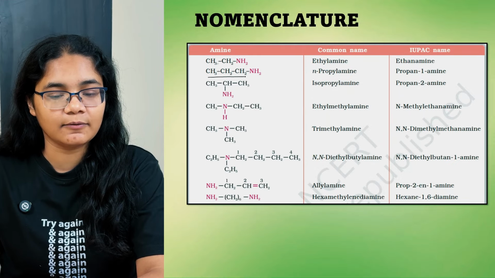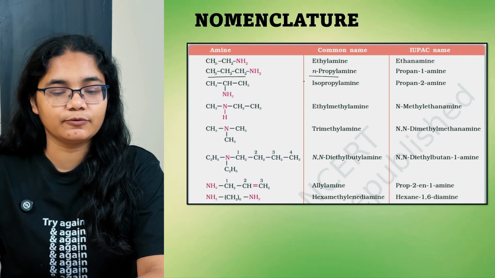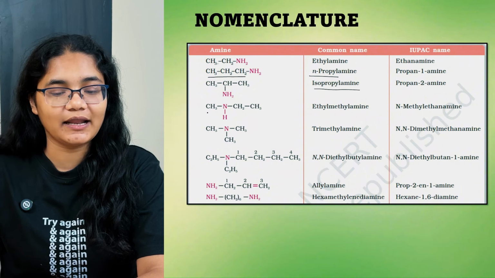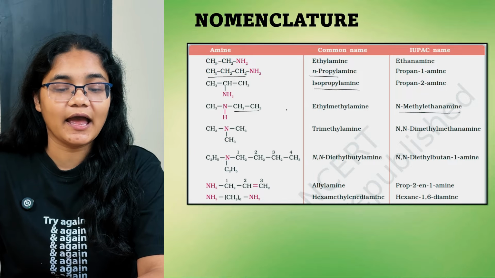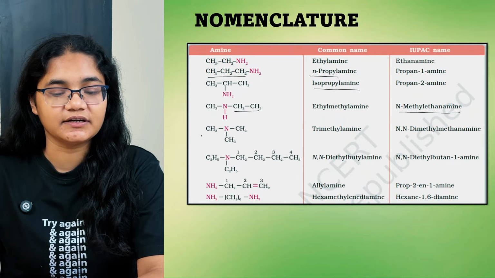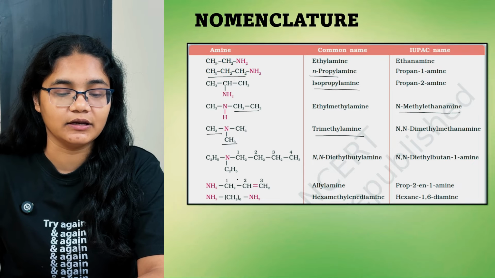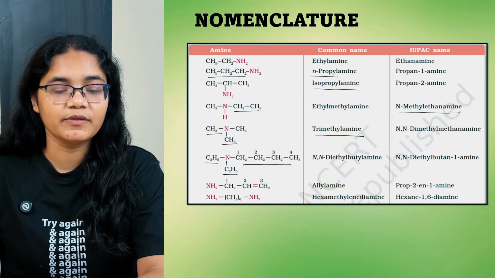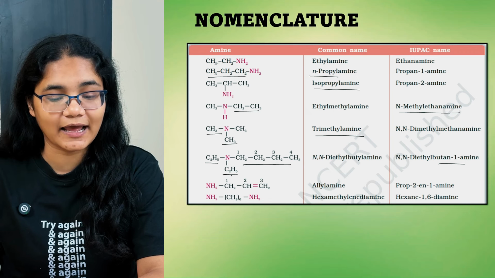So here you can see the 3 carbons are in one chain, so n-propyl amine. Here we have this isopropyl group, so isopropyl amine. Here you can see this is a secondary amine, so you write N-methyl ethanamine. N-methyl ethanamine is the IUPAC name, and the common name will be ethyl methyl amine. Now here also you can see this is a tertiary amine, so you have N,N-dimethyl methanamine, or you can write trimethyl amine. Now here you have two ethyl groups on two sides and one butane group on one side. So you have N,N-diethyl butanamine, or you can write diethyl butanamine.